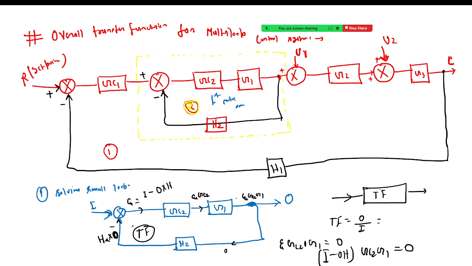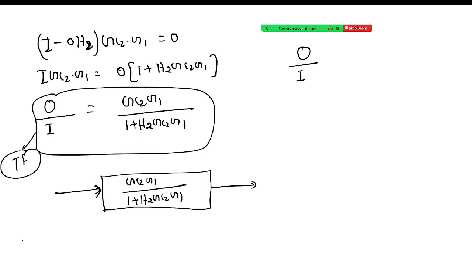So now you see, if there is a loop here with this transfer function, and I want to calculate output by input, that is the transfer function of this loop. The transfer function will be only the multiplication of this Gc2 into G1 divided by 1 plus Gc2 into G1 into H2. That's it. In the numerator, the multiplication of the forward loop, divided by 1 plus the multiplication of the whole transfer function. That's it. So now I can make this particular closed loop transfer function in this way. This transfer function will be there.